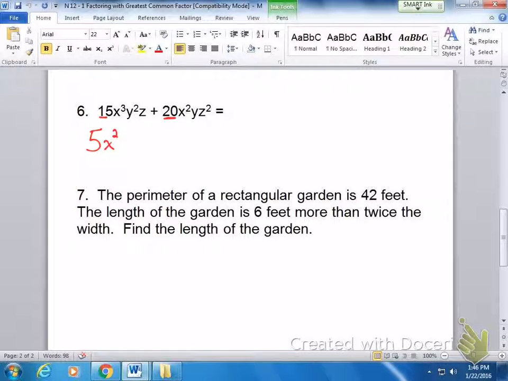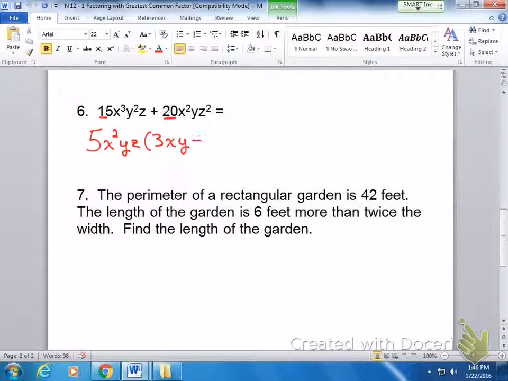I have y squared and y, the most I can take out is y. I have z and z squared, the most I can take out is z. There's our factor. 15 divided by 5 leaves me 3. X cubed divided by x squared leaves me with an x. Y squared divided by y leaves me with a y. And then z divided by z cancels, so I'm done with that term.